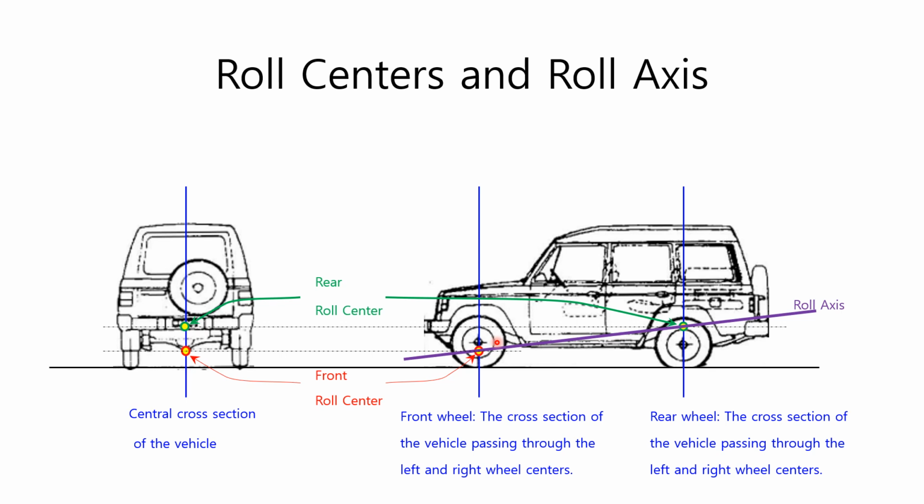Therefore, there are two roll centers, one on the front cross-section and one on the rear cross-section. If you connect these two with a straight line, you can get a purple straight line in the fore-aft direction of the vehicle, as shown in the figure, and this is called the roll axis.